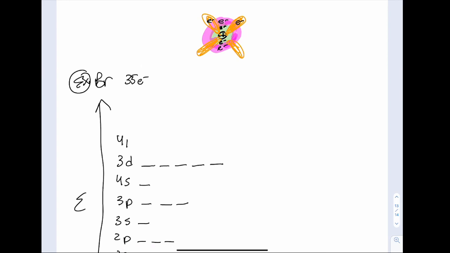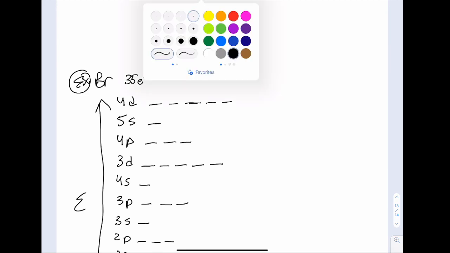So 4p, there's 3 of them. And since we said it, we would do 5s next, and then we would do the 4d. 1, 2, 3, 4, 5. If it's d, there's always 5 orientations, right? 5 values. Okay, now we have to put some electrons in there.